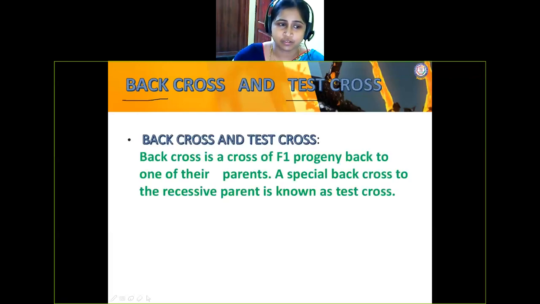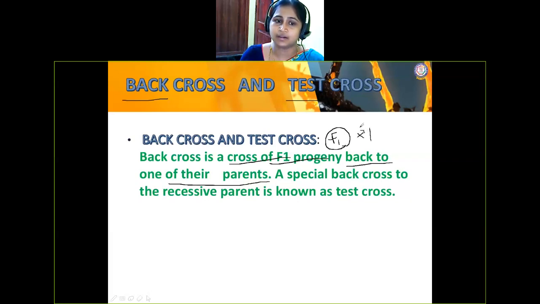Backcross is a cross of F1 progeny back to one of their parents. Okay. So, F1 is nothing but the offspring. This offspring they will take, and they are going to intercross with any one of the parental characters. It may be the male or female.